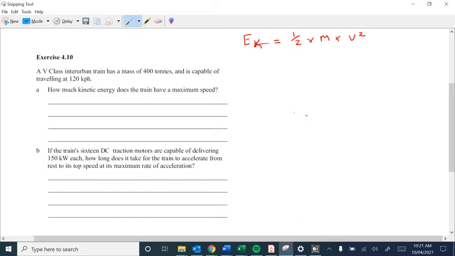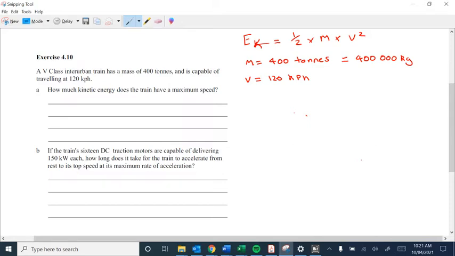Then it's just a matter of making sure that the values we've been given are correct to put into that. So we've got mass equal to 400 tons, which isn't an SI unit, so we need to convert that. A ton is 1,000 kilograms, so 400 tons is 400,000 kilograms. And the speed, or the velocity, is equal to 120 kilometers per hour.